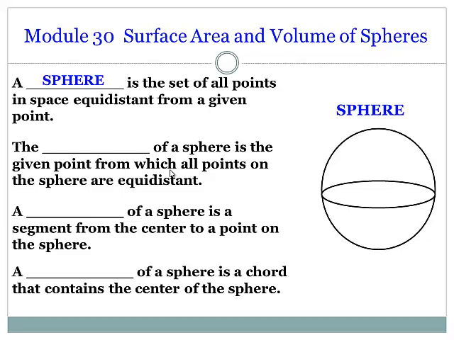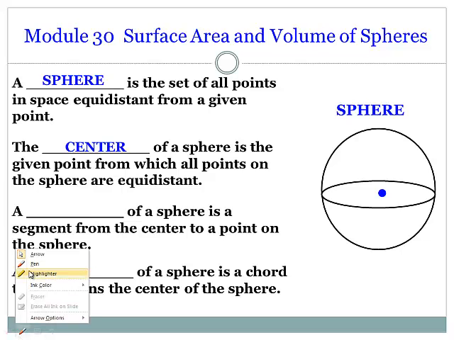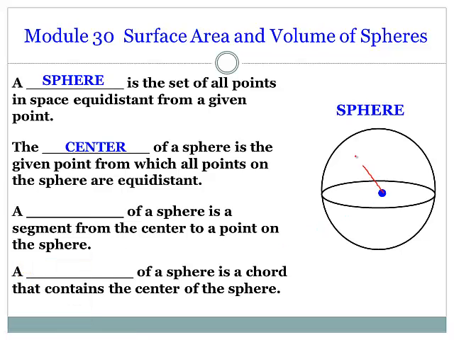So basically, it's a set of all points. If you have a center here, it's equidistant. If you were to draw lines from the center and continually do that all over the place, infinitely many times, each one of the points that's created would eventually create a sphere. So the sphere is a set of all points in space equidistant from a given point. That given point is called the center, the point from which all points on the sphere are equidistant.